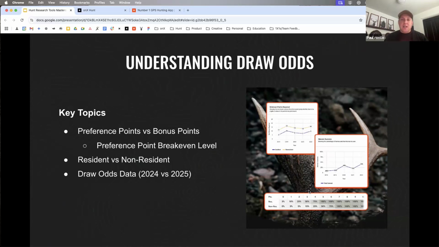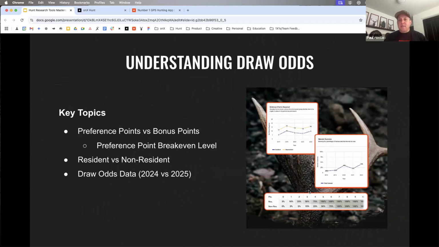Usually residents have better draw odds. There's more tags. There's usually a split between the quota. Some states give 25% of tags to non-residents. Some states only give 10% to non-residents. And so it's really important to know those differences as a non-resident. It might be better to, let's say, apply in a state like Colorado, where you can get 25% of tags that are dedicated to potential non-resident applicants versus a state like, let's say, New Mexico or Arizona, where that percentage is smaller.